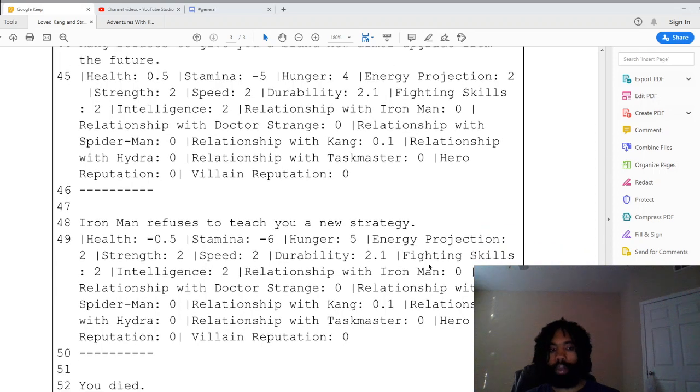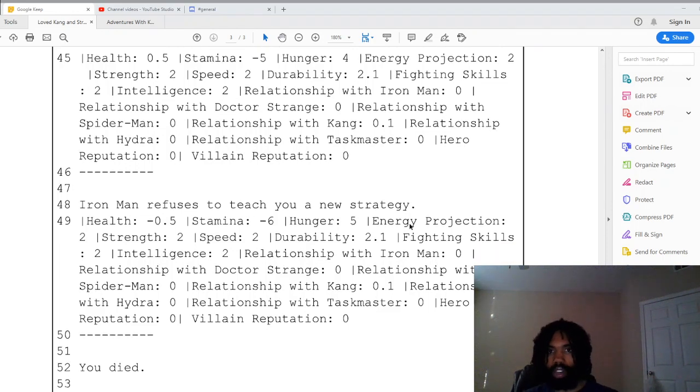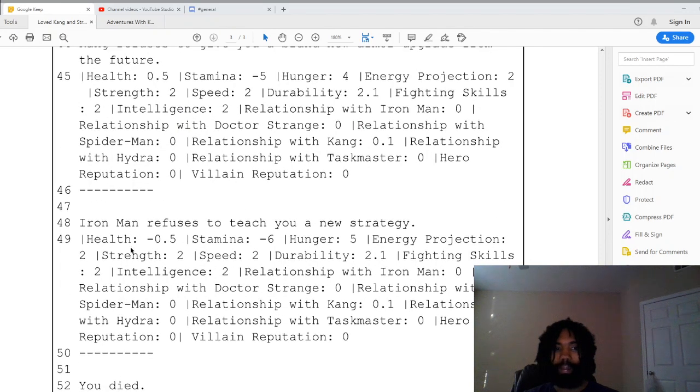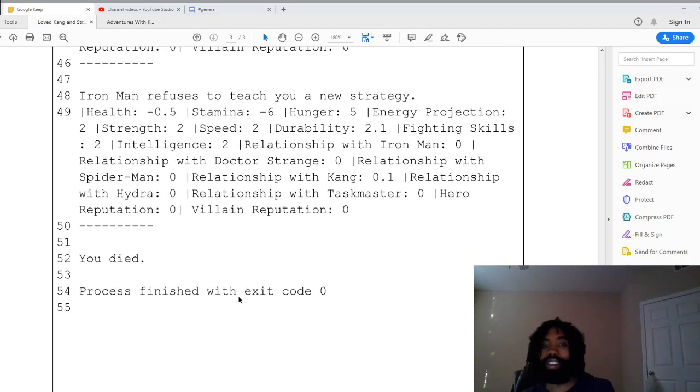So then they go to Iron Man and try to get Iron Man to teach them a new strategy, but Iron Man refuses, because they haven't built up any reputation as a hero or a relationship with Iron Man directly that would really convince Iron Man to want to help them in any way. But by this time, it's already too little too late. They actually hit a negative health mark right after Iron Man refused to teach them a new strategy. So they just died.